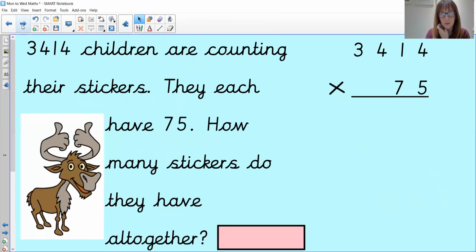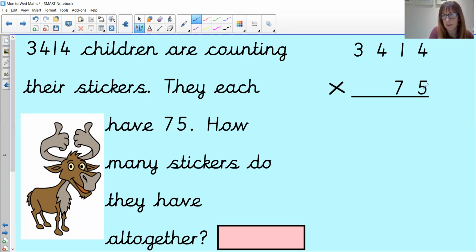All right, here's the next one. 3,414 children are counting their stickers. They each have 75. How many stickers do they have altogether? So pause me here and have a go at that question. Off you go. Right, you ready to have a go? See if you've got the same answer as me.